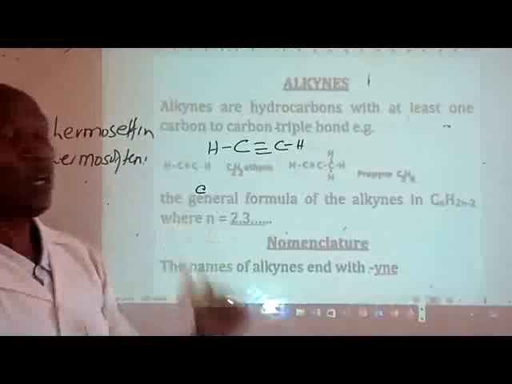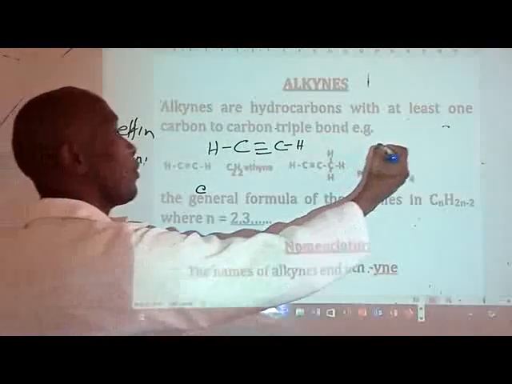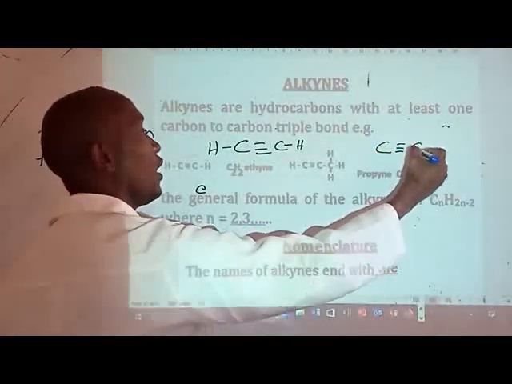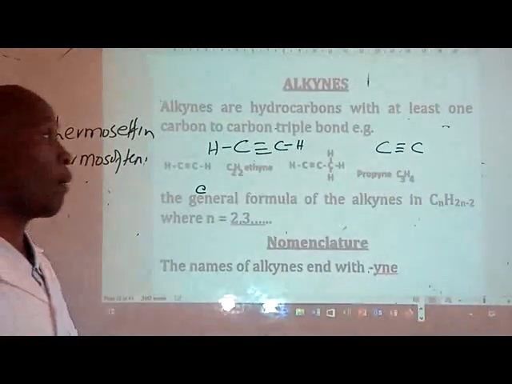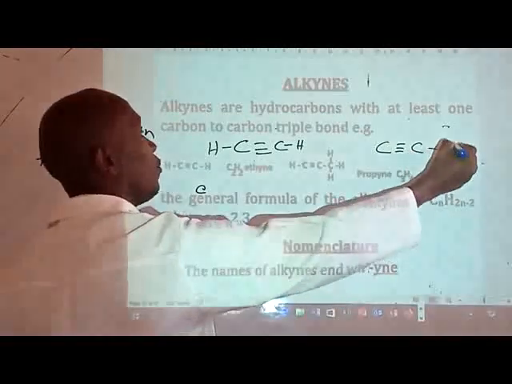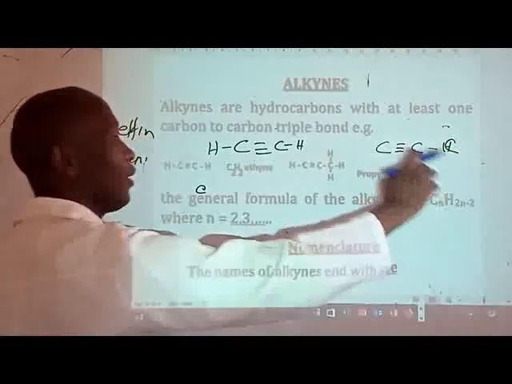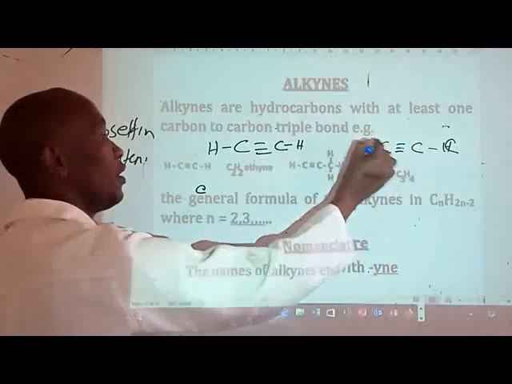It is C2H2. Now propyne, as has just been drawn, has the triple bond. Then you put another carbon, 1, 2, 3, and then you need to add a fourth.